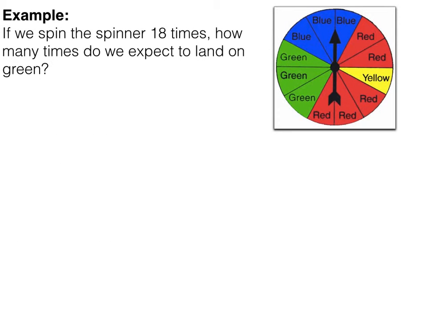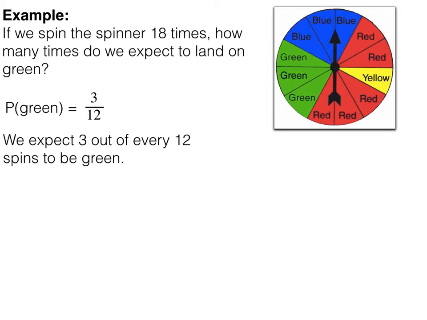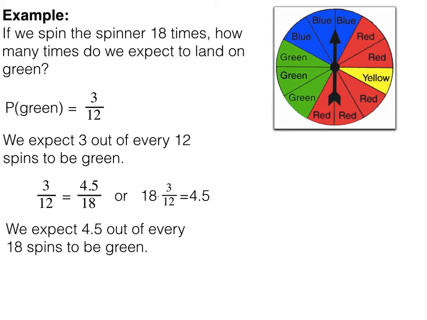So this one's a little bit harder now. If we spin the spinner 18 times, how many times do we expect to land on green? The probability of getting green is still 3 out of 12, same spinner. We still expect 3 out of every 12 spins to be green. So that is 4.5 out of 18. Or doing it the other way, 18 times 3 out of 12 is 4.5. So we expect 4.5 out of every 18 spins to be green. So our answer is 4.5 for our expected number of times to get green.